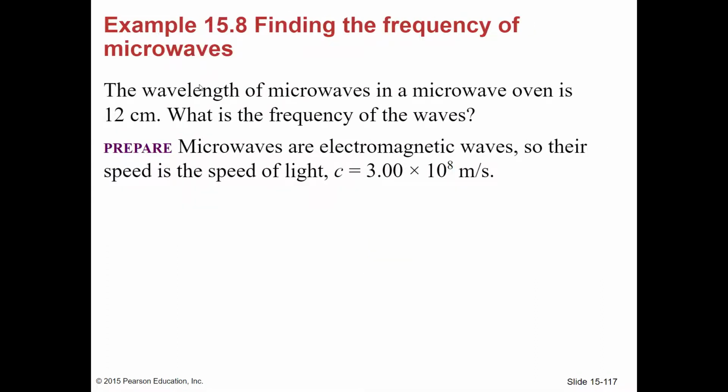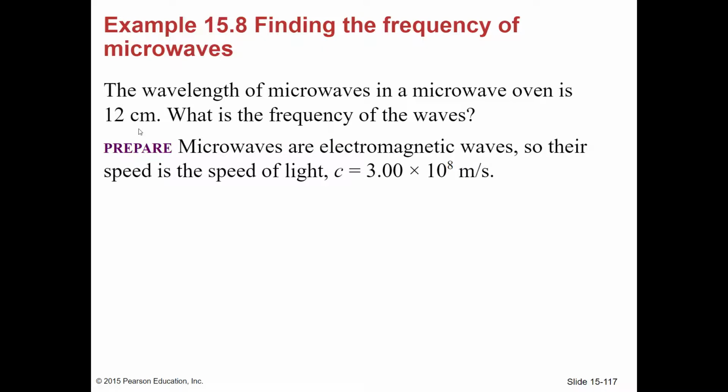So if we get something like this, the wavelength of microwaves in a microwave oven is 12 centimeters. What's the frequency of the waves? Again, if you don't have that equation in your head, equation 15.10 on page 486, then you have no idea where to go because you have a wavelength and that's it. Well, you have to remember, okay, what's the speed of a microwave? The speed of light is 3.0 times 10 to the 8th, pretty much everywhere. So we have speed as a given thing that just exists.